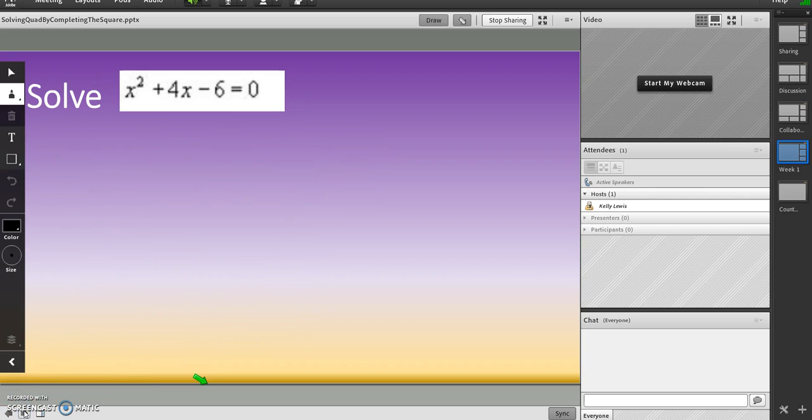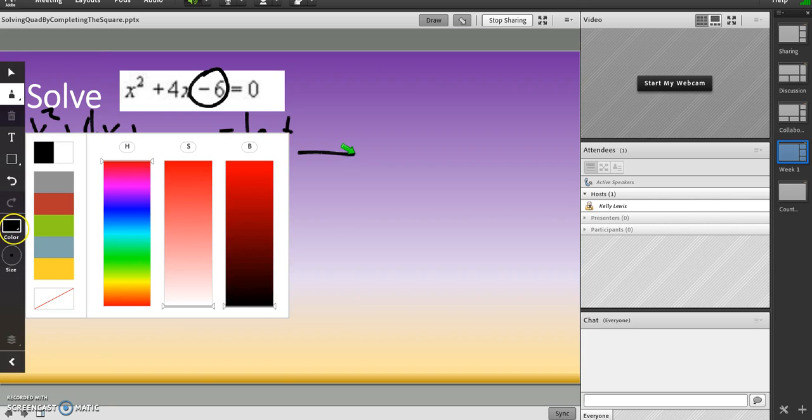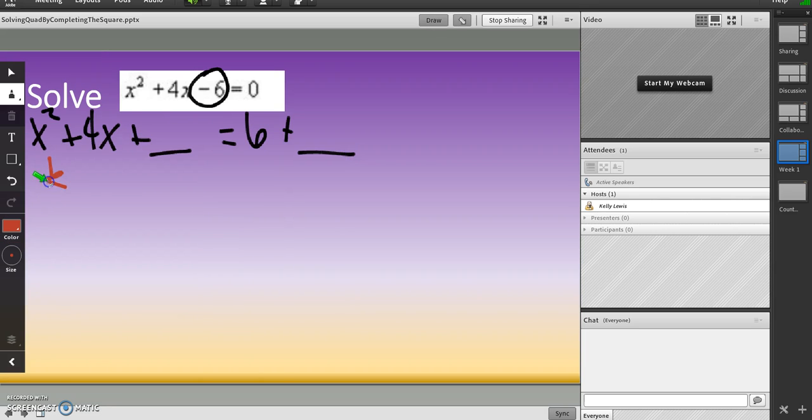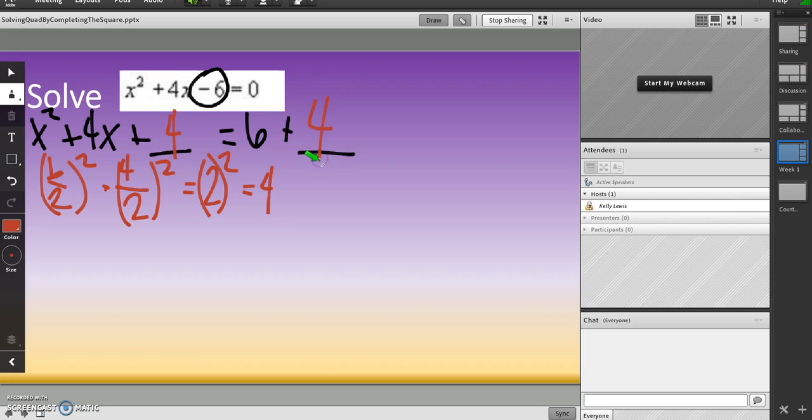All right, let's try this guy. So x squared plus 4x plus blank equals, we're going to move that over. When we move him over, it becomes positive plus blank. That blank is going to be b over 2 squared. B is the value touching x, so 4 over 2. 2 squared is 4, so I'm going to write 4 in this spot.